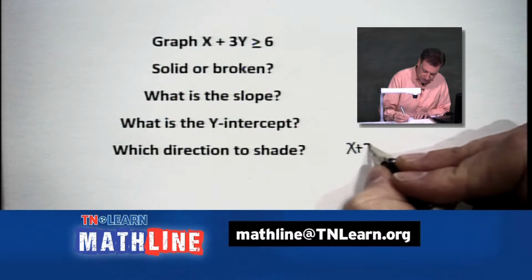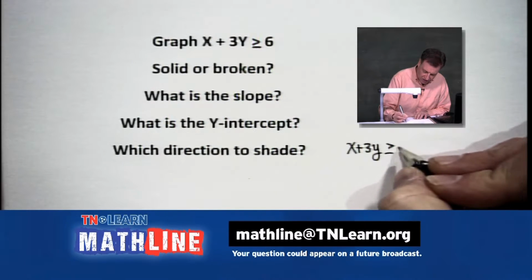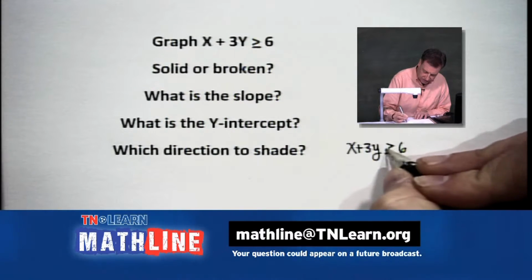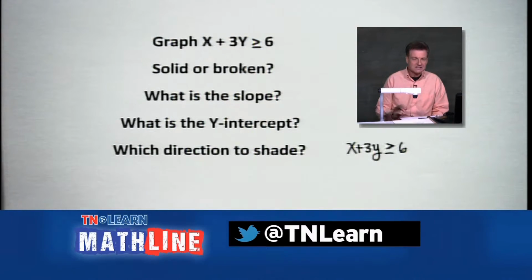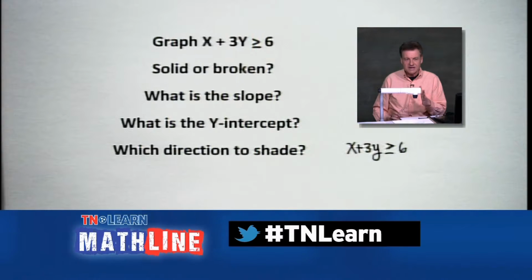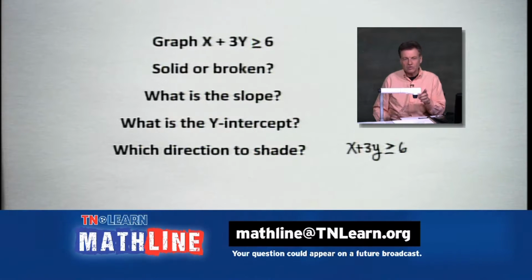It says x plus 3y greater than or equal to 6. You say, Ernie, why do you want to do that? Because I don't have y by itself. I've got to get y by itself, all right? And that's what we're working toward here. That's what we want to get to, slope-intercept, all right?